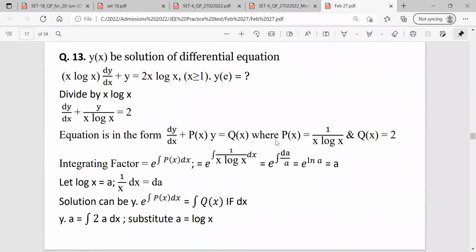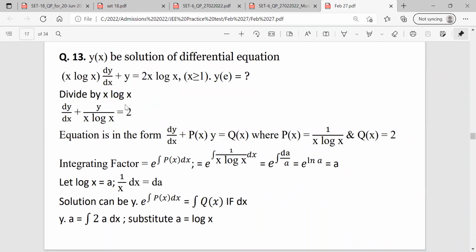What we'll do is first divide the whole equation by x log x. After dividing, we have dy by dx plus y by (x log x) equals 2. Now let's look at the format of this equation. We can express it as dy by dx plus p of x into y equals q of x. The p of x becomes 1 by x log x and q of x becomes 2. Now we can find the integrating factor and solve this question.